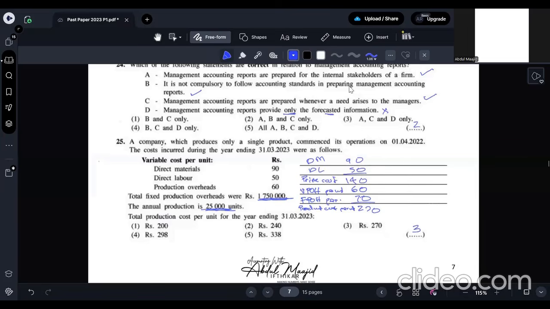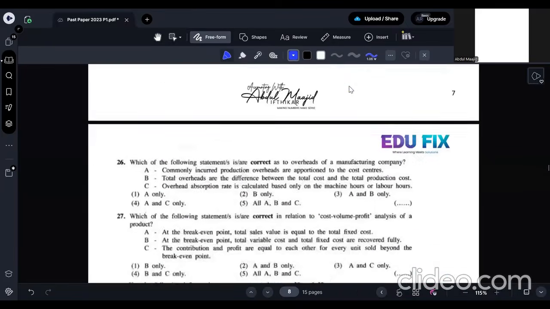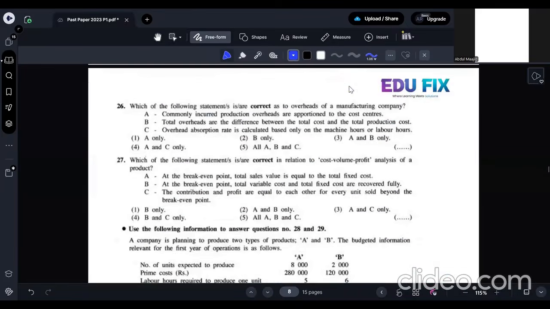Then question number 26. Which of the following statements is correct as to overheads of a manufacturing company? Okay, overheads. Commonly incurred production overheads are apportioned to the cost centers. Commonly incurred overheads. That means, for example, you can take rent.